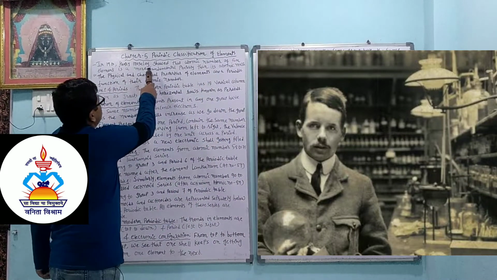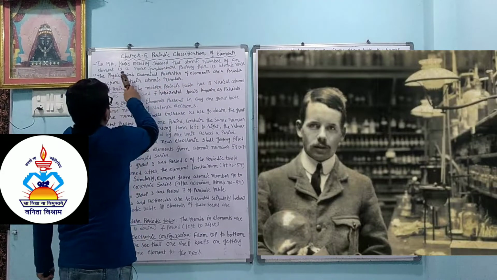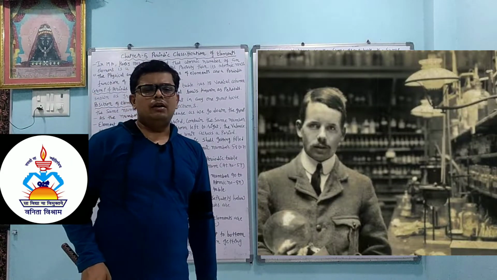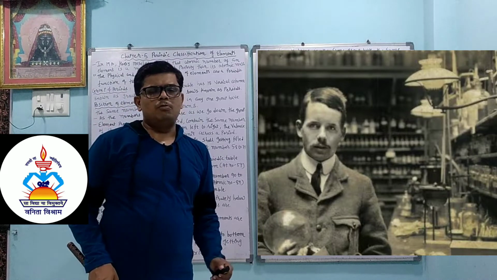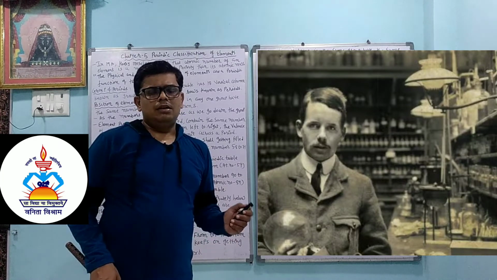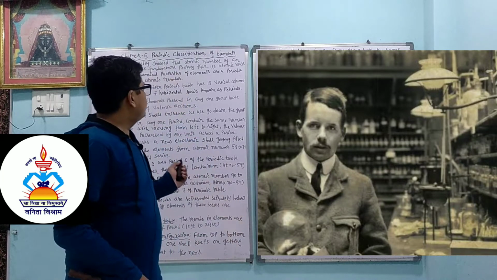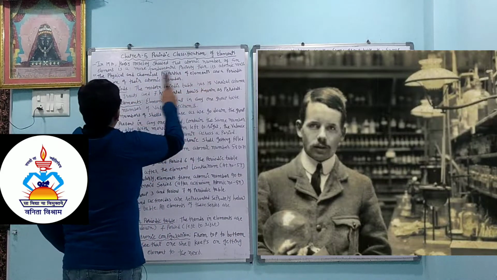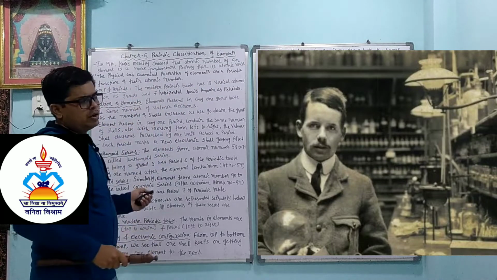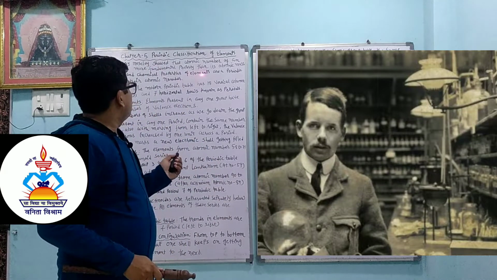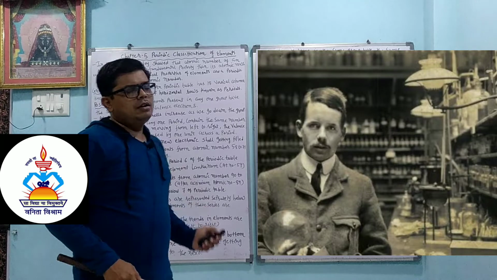In 1913, Henry Moseley showed that the atomic number of an element is a more fundamental property than its atomic mass. In Mendeleev's periodic table, atoms are arranged according to atomic mass, but because of the problem of isotopes, scientists considered the atomic number. So atomic number is more fundamental than atomic mass. The physical and chemical properties of elements are a periodic function of their atomic number. Whatever atoms are there, their physical and chemical properties are a periodic function of their atomic number.